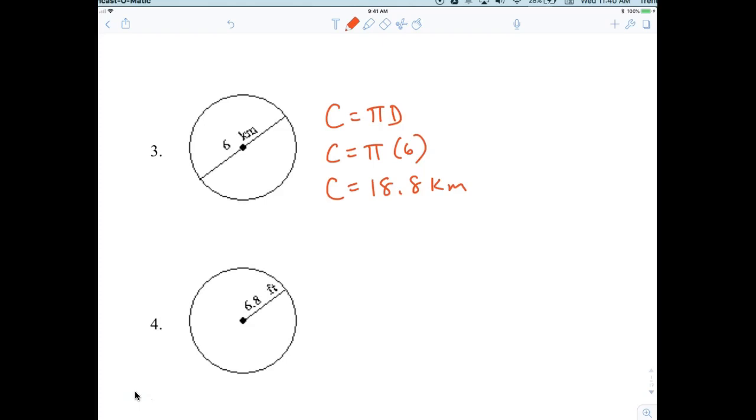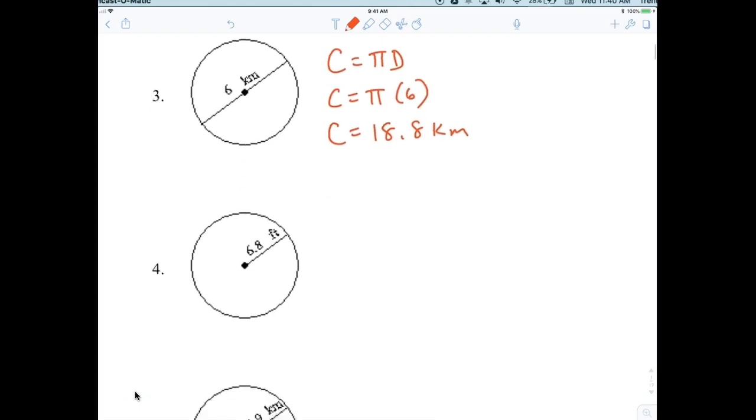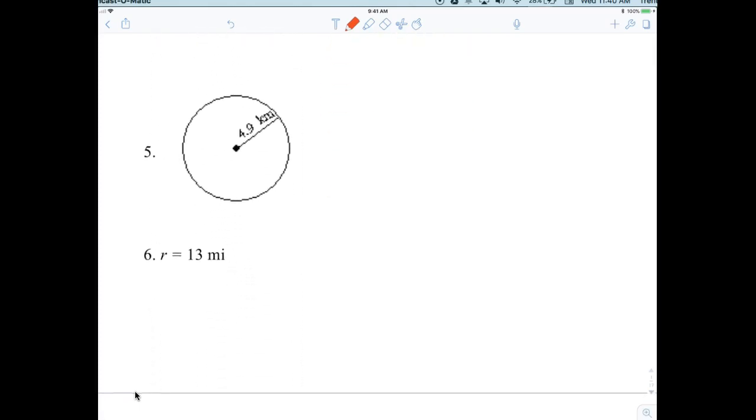Here we go. Number 5. This time, we want the circumference to be 2 times pi times r. Circumference equals 2 times pi. What's the radius? 4.9. So 4.9. So circumference is roughly 30.8 kilometers.